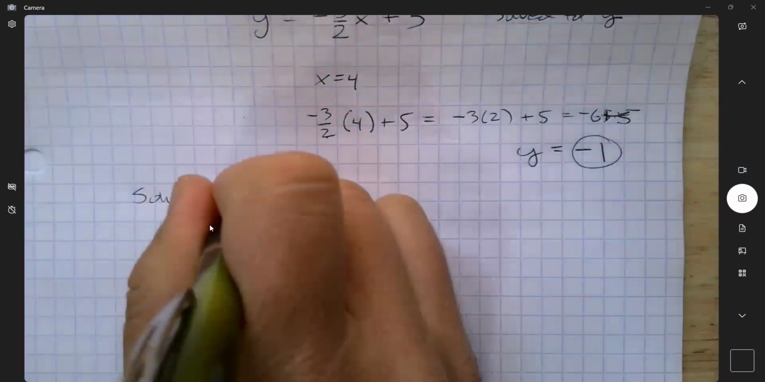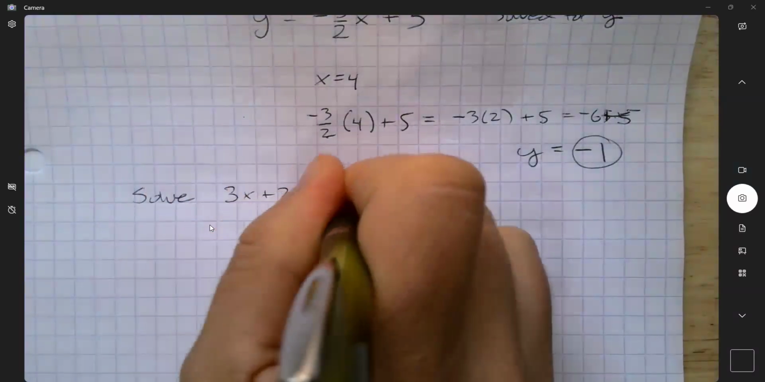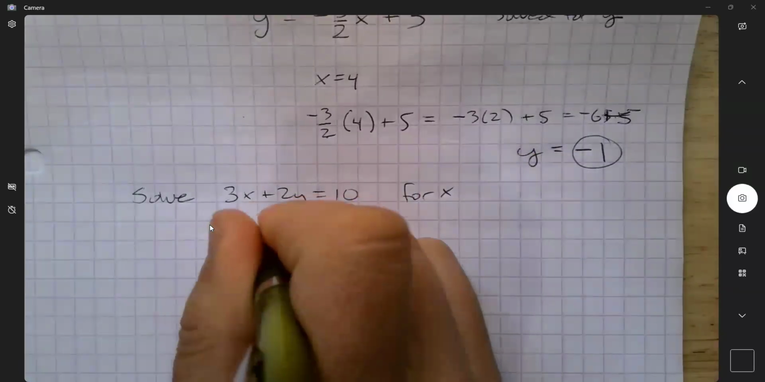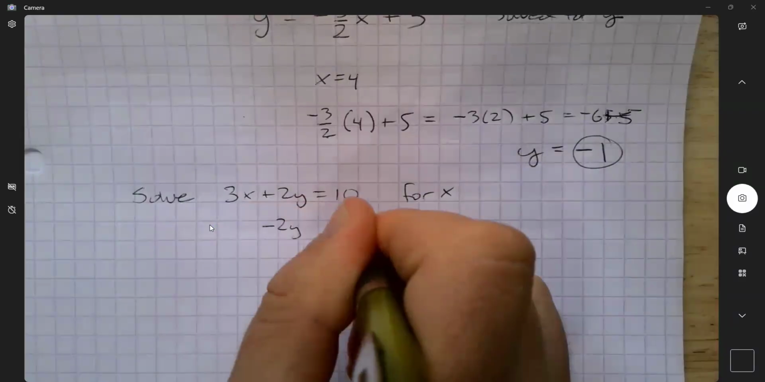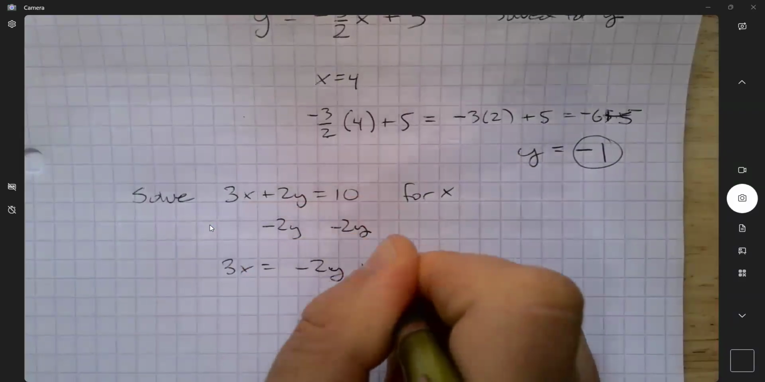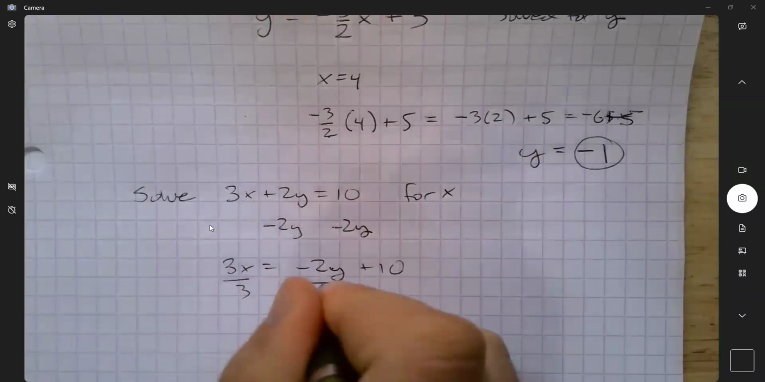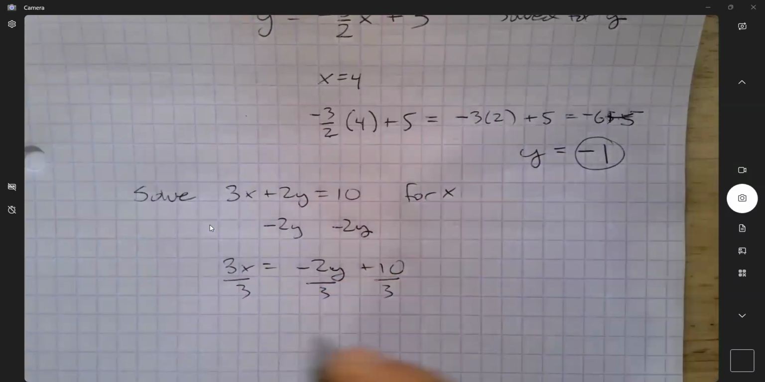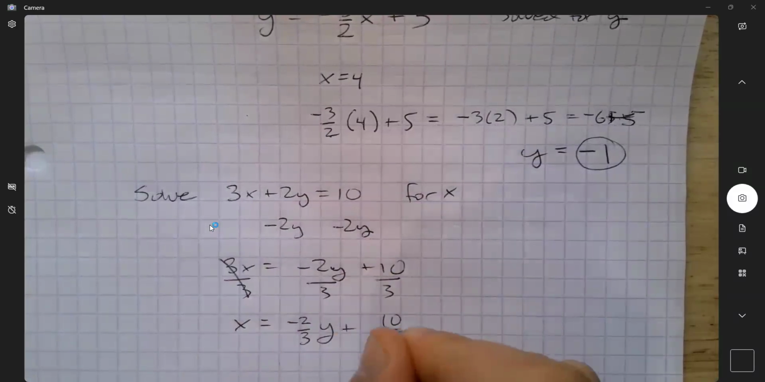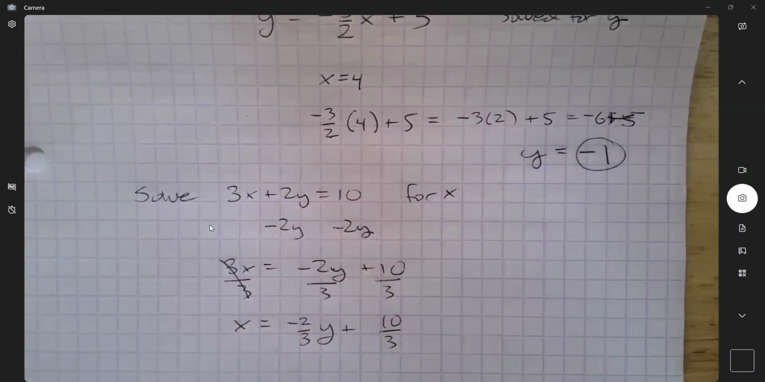I could also solve 3x plus 2y equals 10 for x. And to do that, I'll subtract the 2y from both sides, giving me 3x equals minus 2y plus 10, and then divide both sides by 3. Cancellation gives me x equals minus 2/3 y plus 10 over 3, which I'm going to leave as a fraction.